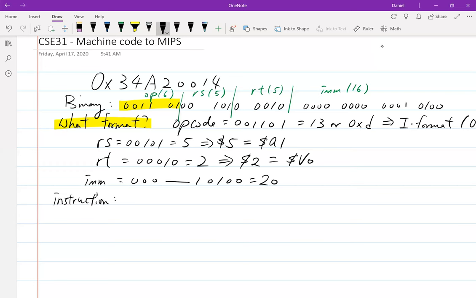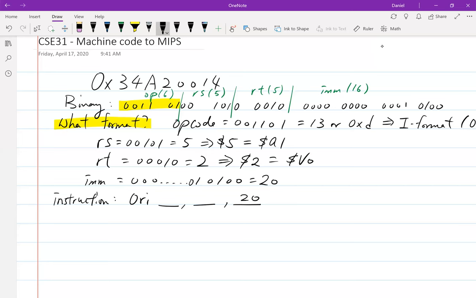Okay, so you have the operation ORI. So now which one is the destination? Remember, I have destination, source, and the constant, right? So the constant is easy. Let me start using the line. I use dot, dot, dot so that it's easier to see.